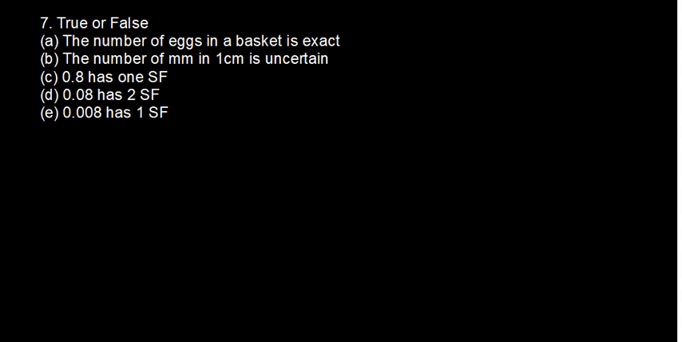0.8 as one significant figure: true. 0.008 as two significant figures: no, false. 0.008 as one significant figure: true. Okay. That is basically what you need to understand.